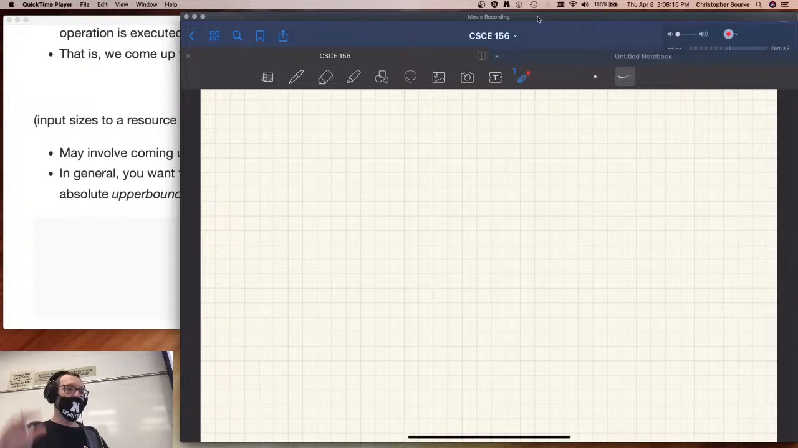But now, let's take off our computer science hat and let's put on our engineering hat. Right? Is there a difference? Okay. Yes. Why?